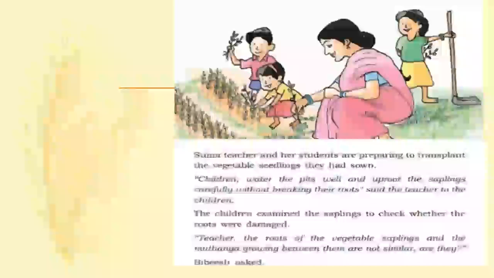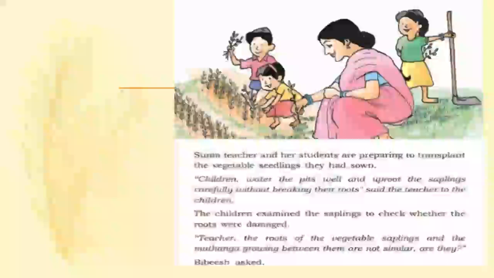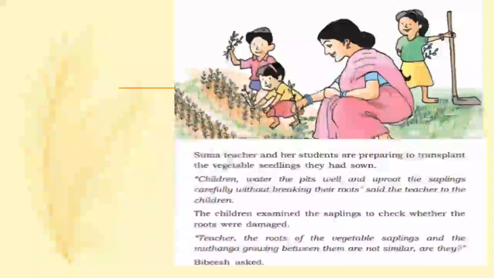Suma teacher and her students are preparing to transplant the vegetable seedlings they had sown. Children, water the pits well and uproot the saplings carefully without breaking their roots, said the teacher to the children. The children examined the saplings to check whether the roots were damaged. Teacher, the roots of the vegetable saplings and the mudanga growing between them are not similar, are they? Bibish asked.